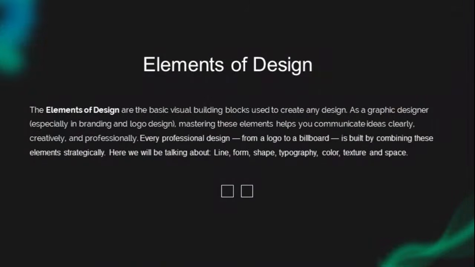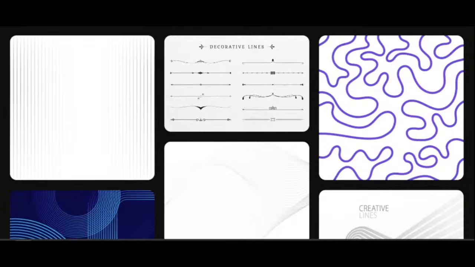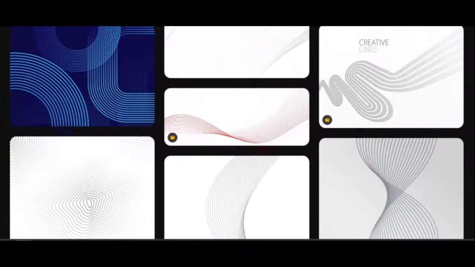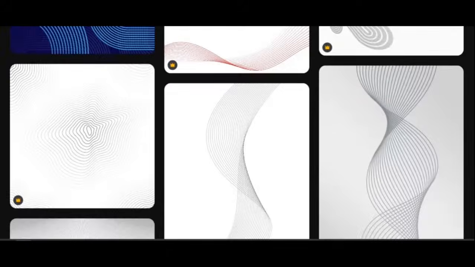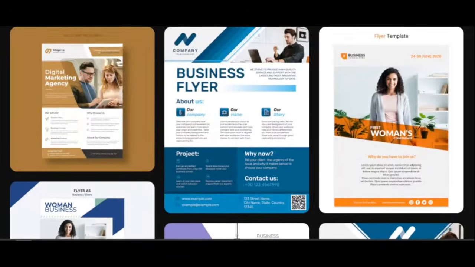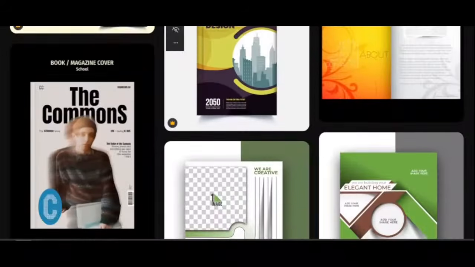Elements of design. Elements are the basic visual components used to create any design. Number 1. Let's start with line. A line is the most basic element of design. It is a path created by a moving point. Lines can be straight. Lines help designers to separate content, guide the viewer's eyes, create structure, create shapes and patterns. For example, underlines in text, dividers on websites, borders in posters. Lines are actually the design.